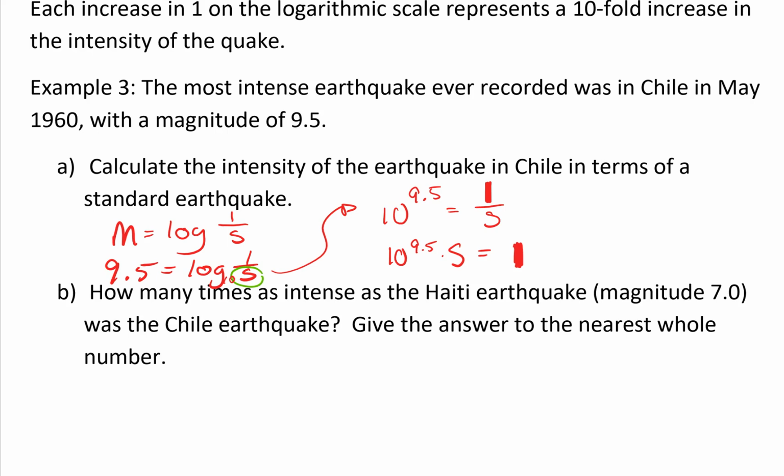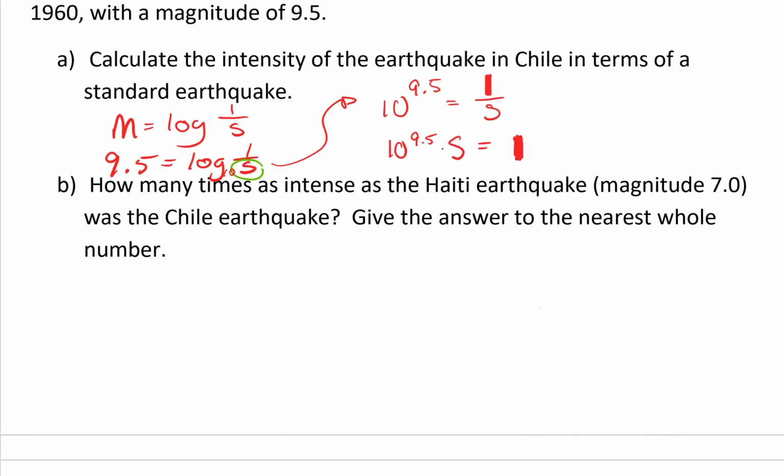Well, for those of you that aren't sure, that's a pretty big number. 10 to the power of 9.5. That's, well, something like 3 billion. Well, that's a pretty big number. 3 billion times as powerful as a standard earthquake. Okay? And that's it. We don't really have a number. We just have this power of 10 times S.